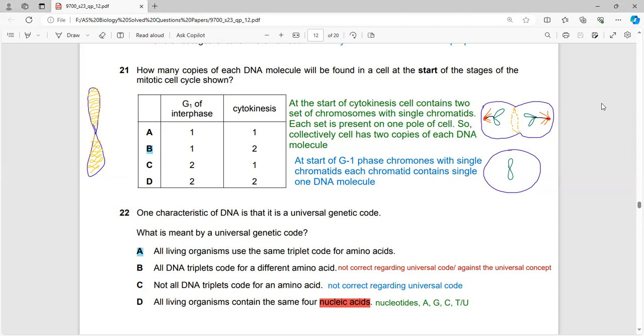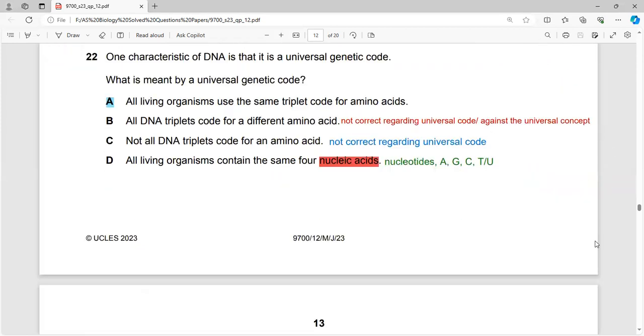Here, the examiner can change a bit. For example, if it's written there at the end of these phases, then the option will change for cytokinesis. Why? Because at the end of cytokinesis, one cell will divide into two, and the condition will be different. But most probably the question may come related to the start of these stages. So option B is correct here. We're going to proceed to the next question.